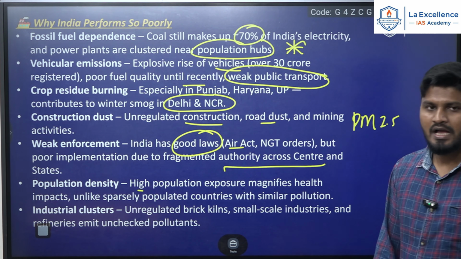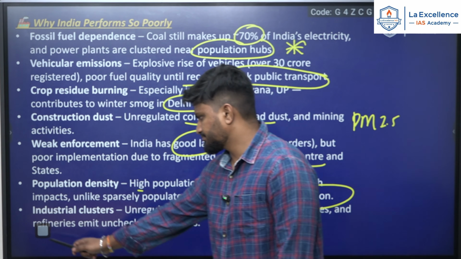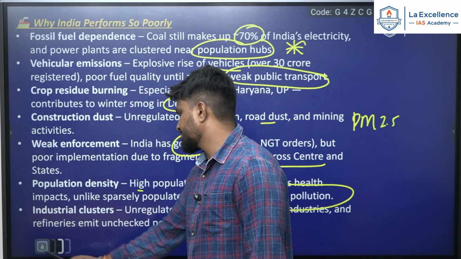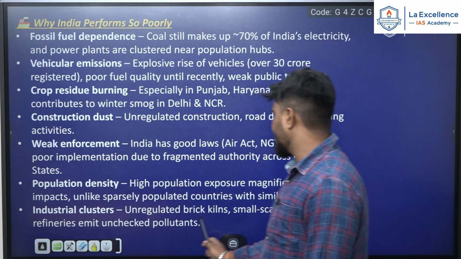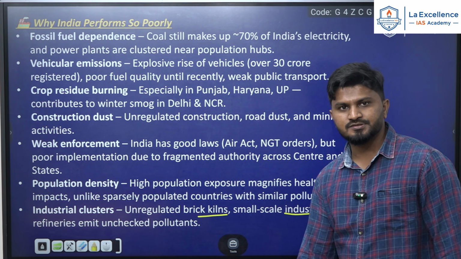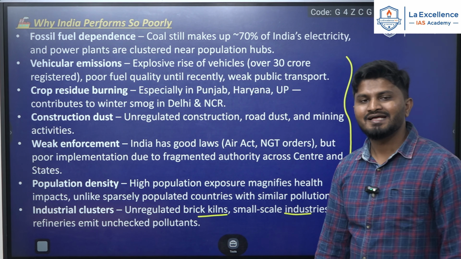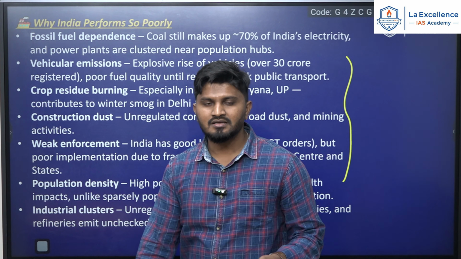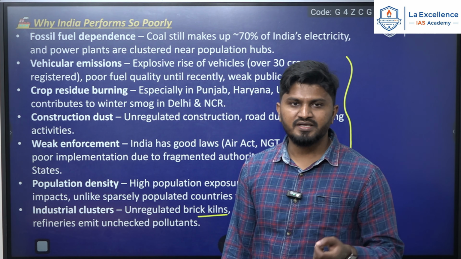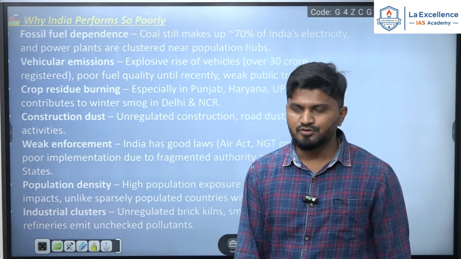Population density. High population exposure magnifies health impacts, unlike sparsely populated countries with similar pollution. Then industrial clusters. Unregulated brick kilns, small scale industries and refineries emit unchecked pollution. So because of this multitude of reasons, India is always at the top, be it air quality or the air quality life index. India performs very poorly in these kinds of reports.